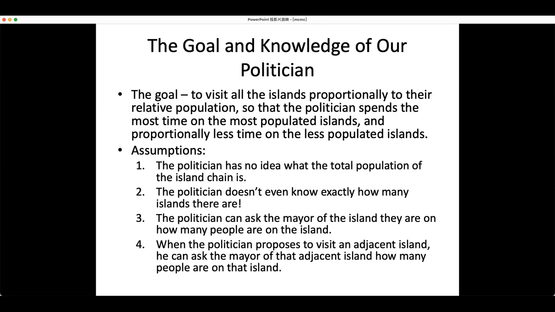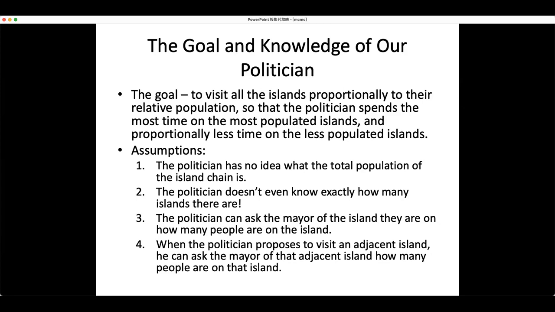Of course, this is a made up example. But let's assume this is the case. And the third one, the politician can ask the mayor of the island, assuming each island has a mayor, or a chief, whatever you want to call it. So he can ask the mayor of the island he is on how many people are on the island that he's currently located.